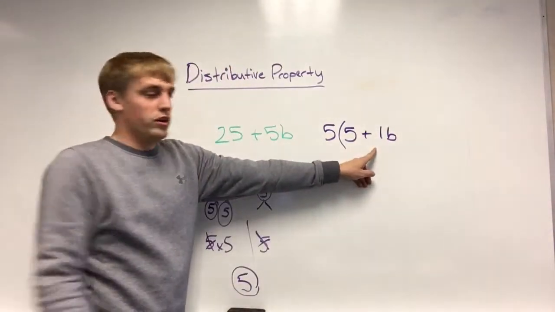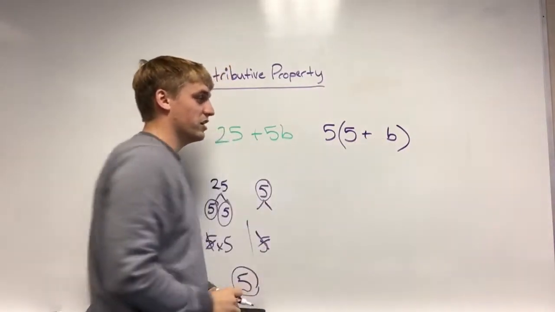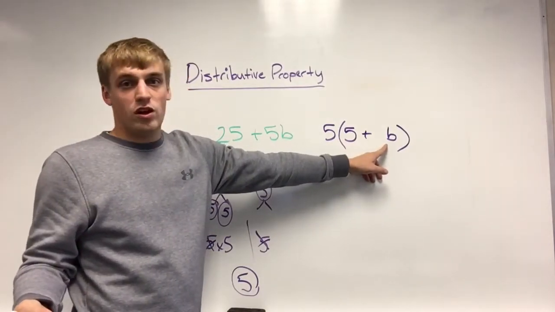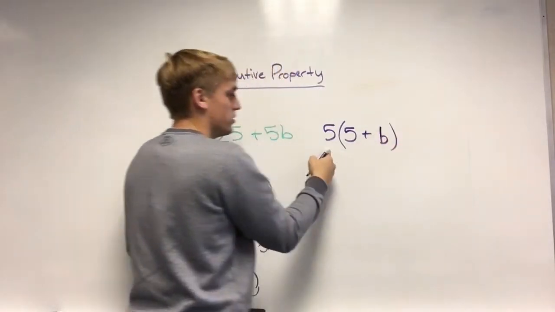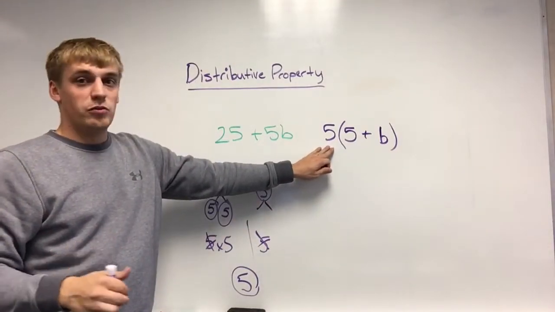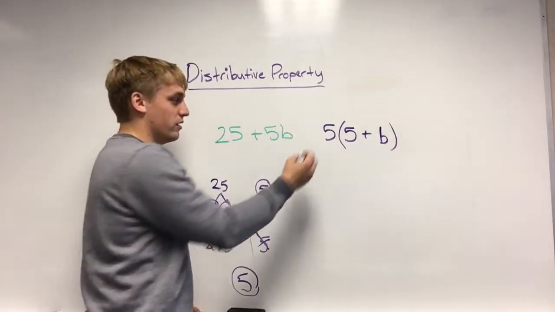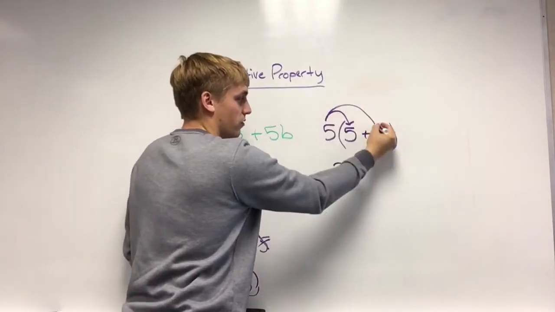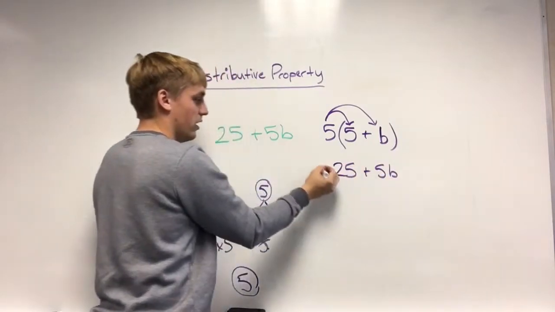Do we need to write the 1? No, we don't. So it would just be 5 plus b, because 1 times anything is just itself, so we can just write that variable all by itself. So I'm going to write that so it's closer to the plus sign. We factored out the 5 and did distributive property in the reverse order. If we were to use distributive property again to go the other way, 5 times 5 would be 25, and 5 times b would be 5b. And these are the same.